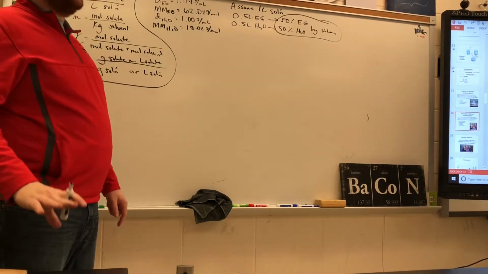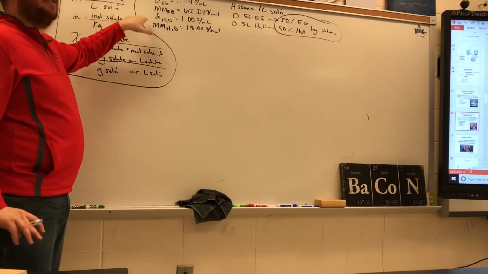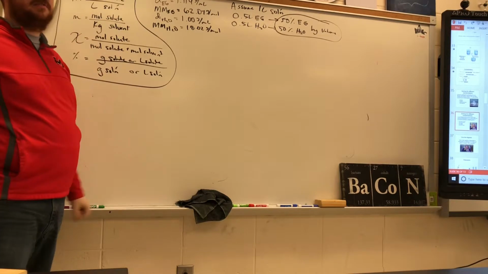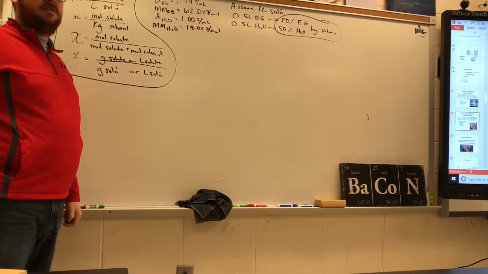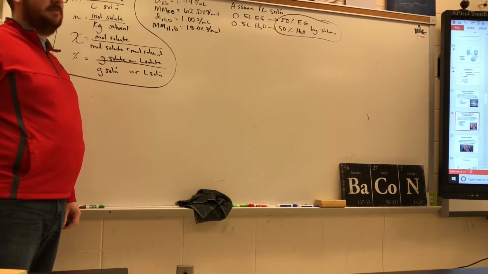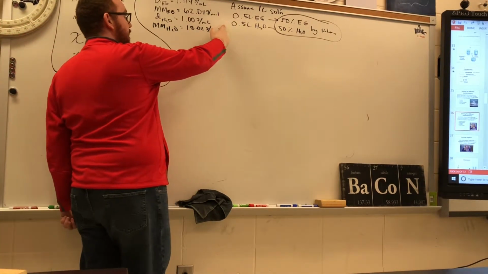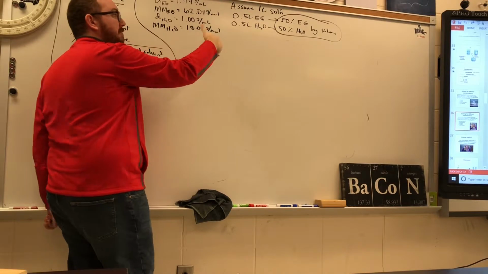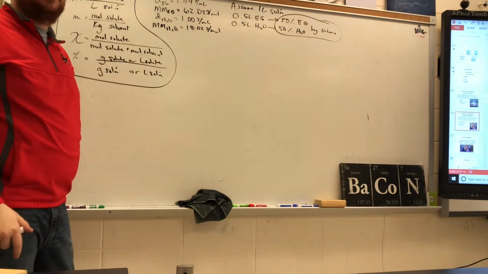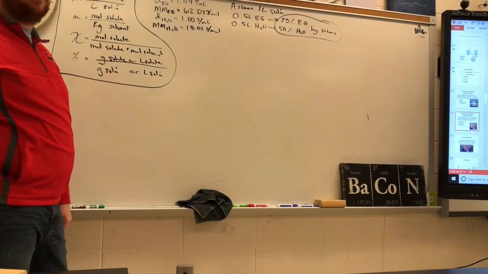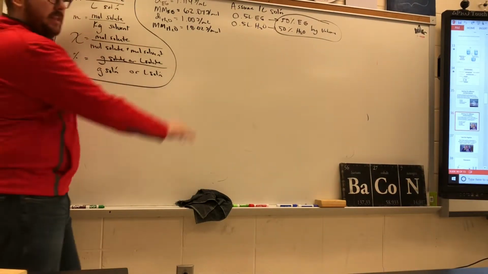Now that I assume 1 liter, and now that I have liters, you have densities, don't you? If you have liters and you have density, what can you find? You have volume in liters, and you've got densities in grams per milliliter, so you can find the mass of each one. Don't look at this.